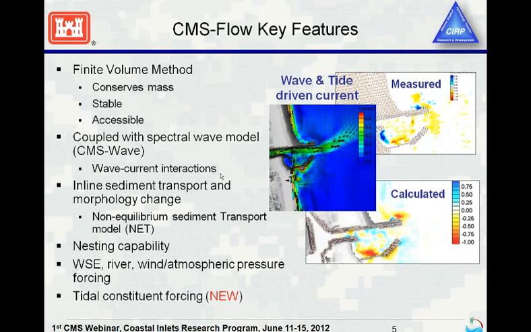For CMS-Flow, the key features of the model: it uses a finite volume method. It conserves mass both locally and globally. It's very stable. If you are running the implicit, it's very stable. The explicit is very stable as long as you don't violate the current condition for your area. It's easy to use. It's very accessible. We have our versions listed up on the website, both this one and a couple of past versions as well, if you're still using those.